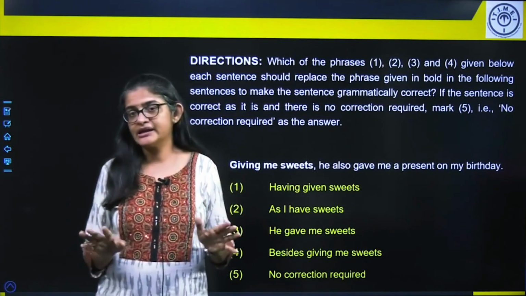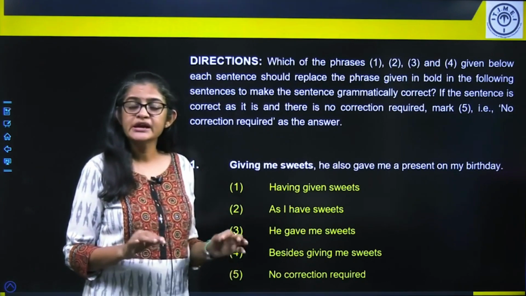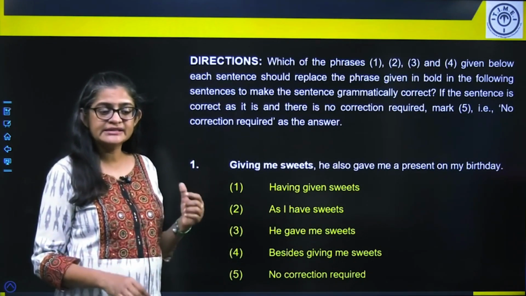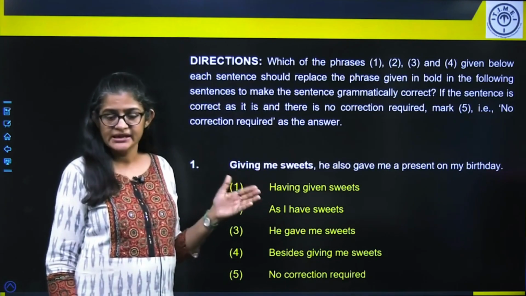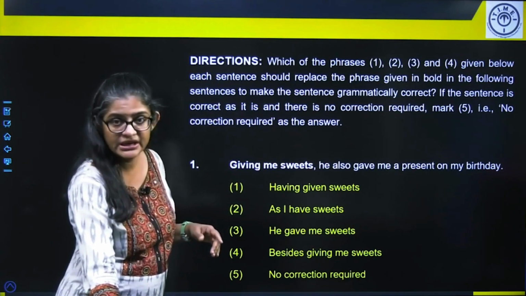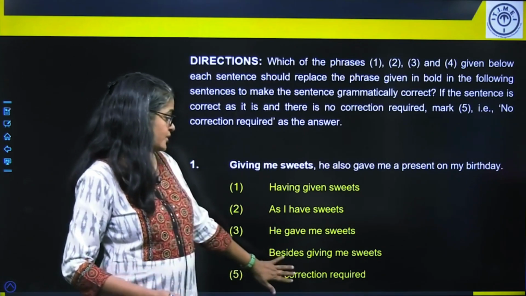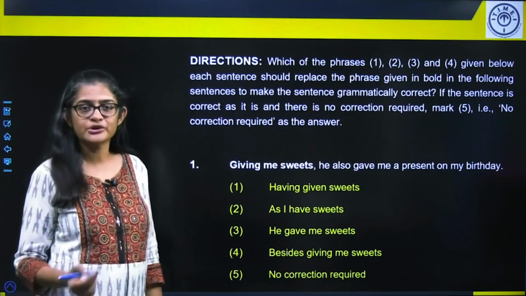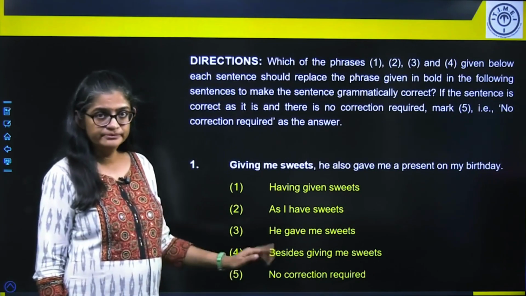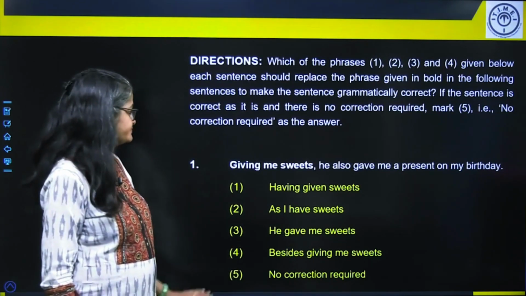This is the pattern. You have 4 options. If you feel the given sentence is okay as it is, then you do not need to make any correction. Then you can pick option 5, no correction required. Shall we check these questions out?